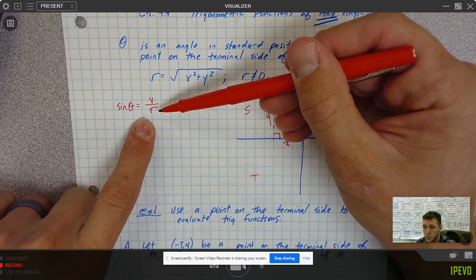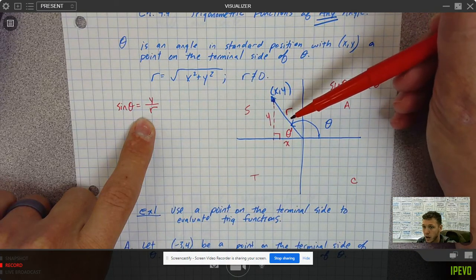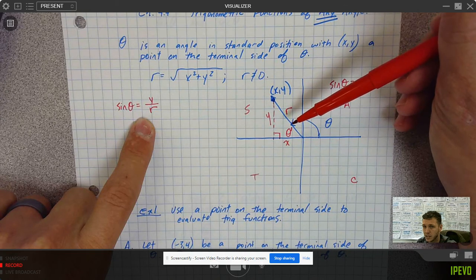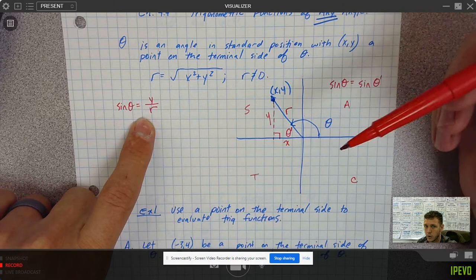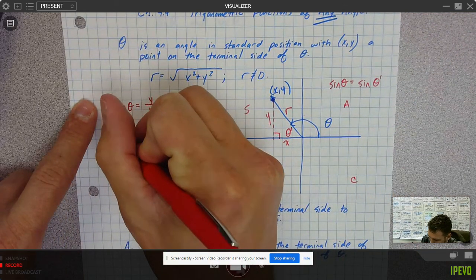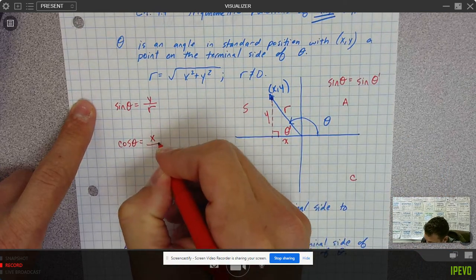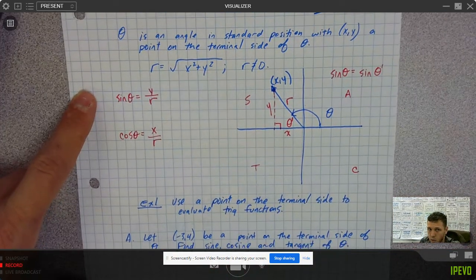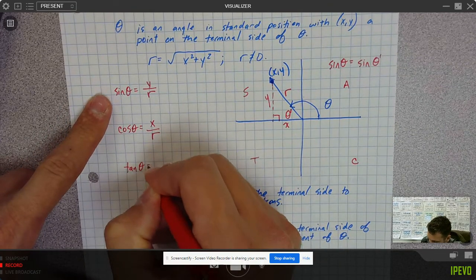But now, because we're looking at a radius of something other than 1, we're not necessarily in the unit circle, so we have to actually divide by r. Same thing with cosine. Cosine of theta is the adjacent over hypotenuse, which normally is x, but now we're not just dividing by 1, so it's going to be x over r. And tangent is opposite over adjacent, which is y over x.